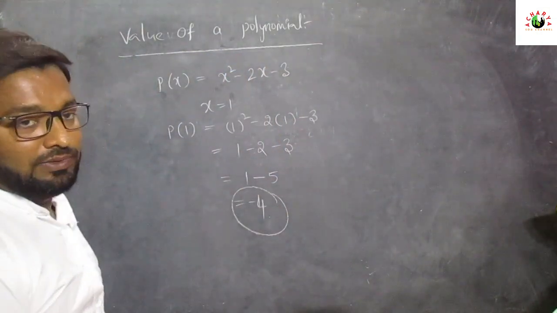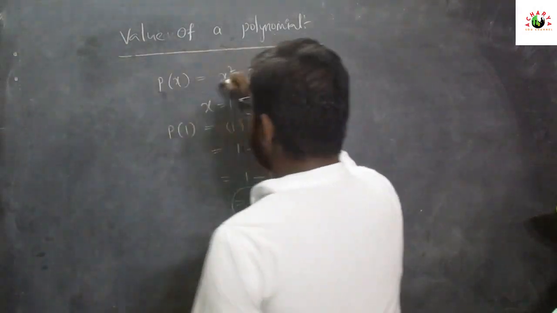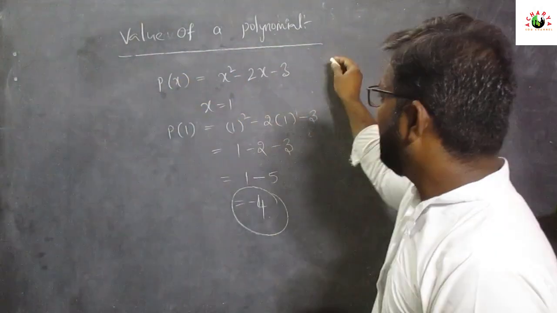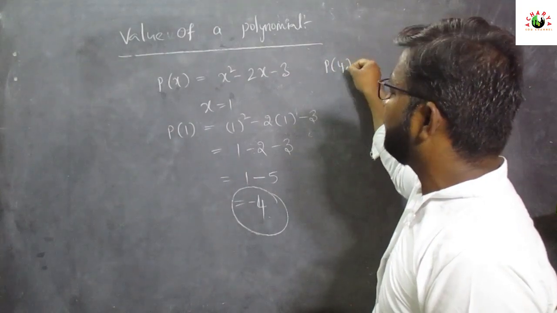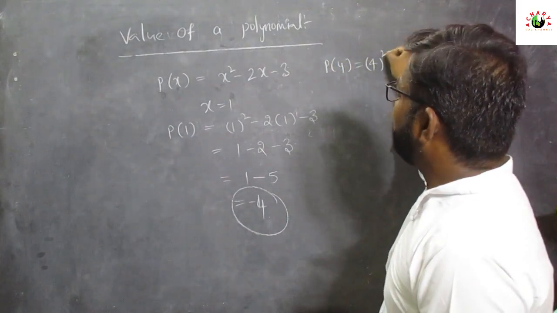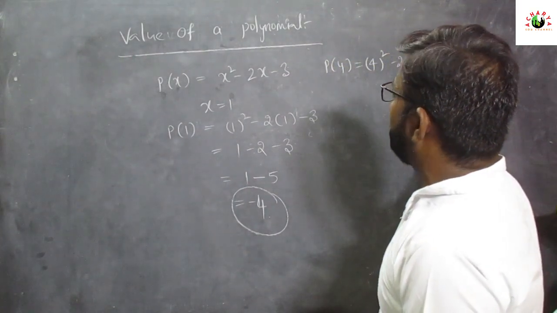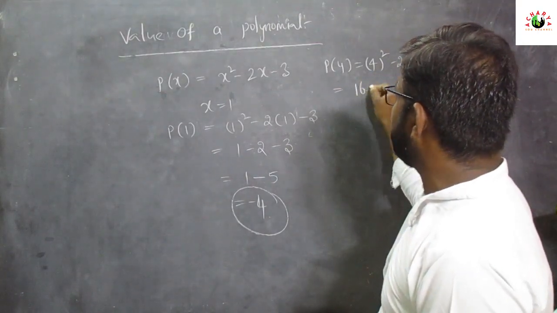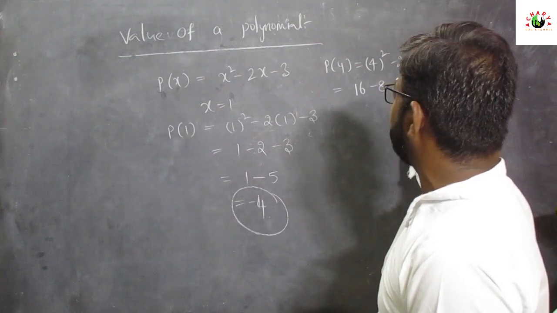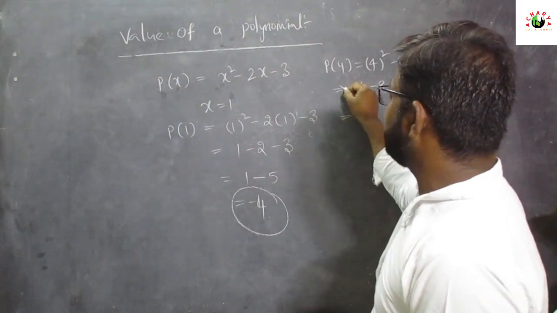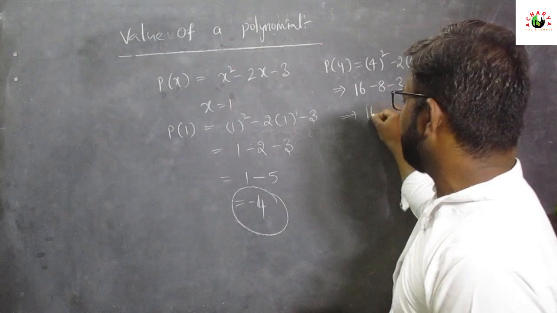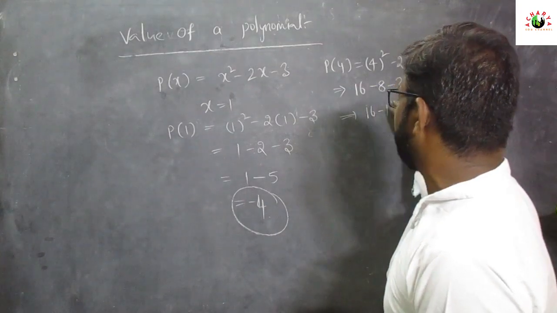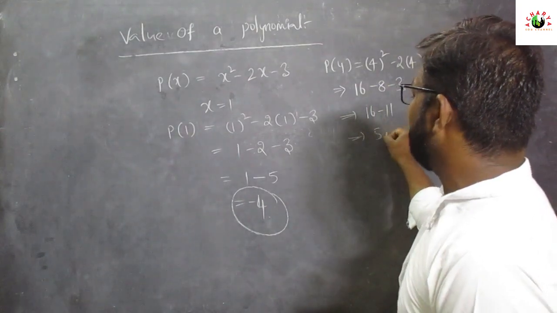Here, if x is equal to 1, the value of p of x is equal to minus 4. For example, if you are taking 4 in the place of x, now what is p of 4? P of 4 is equal to 4 square minus 2 of 4 minus 3. So that is equal to 4 square, value 16, minus 2 fours are 8, minus 3. That implies 16 minus 8, 8 minus 3, that is equal to 5.